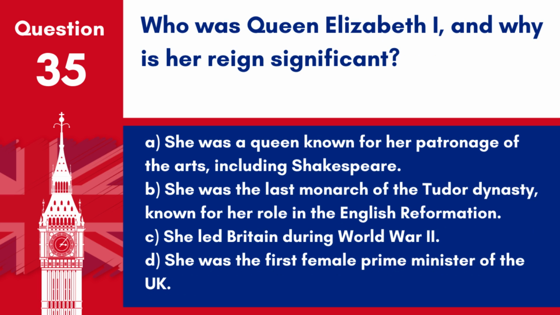Question 35. Who was Queen Elizabeth I, and why is her reign significant? A. She was a queen known for her patronage of the arts, including Shakespeare. B. She was the last monarch of the Tudor dynasty, known for her role in the English Reformation. C. She led Britain during World War II. D. She was the first female Prime Minister of the UK.